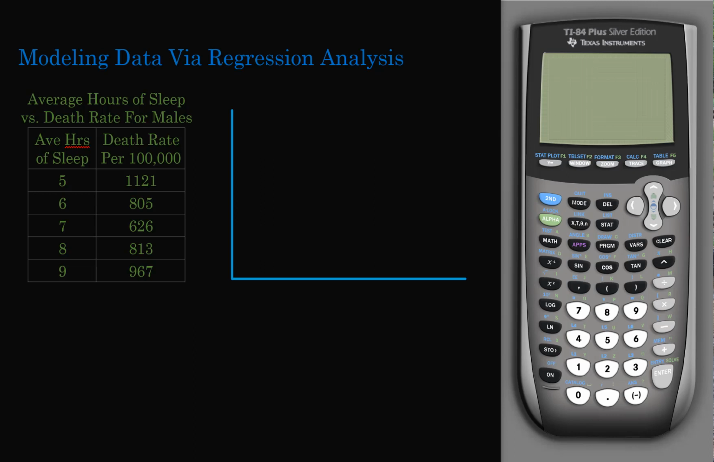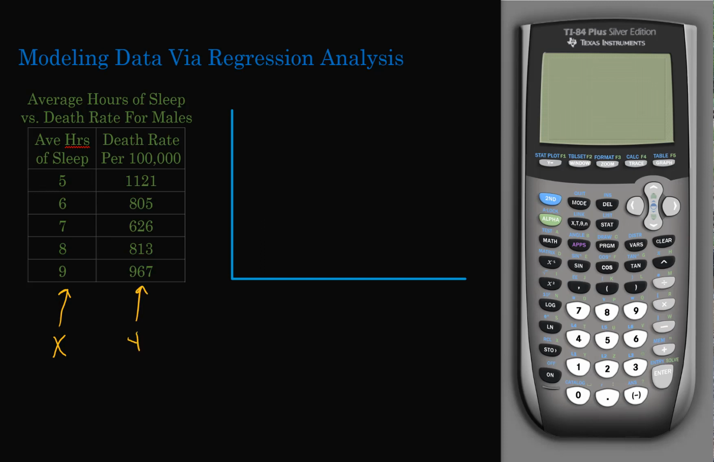Okay, so what we want to do here is we want to first think about which is the independent variable and which is the dependent variable. I don't think the death rate determines how many hours you sleep a night. Hopefully that doesn't make any sense to you, which means that the number of hours of sleep is going to have some relationship to the death rate. Hours of sleep will be X, which means this will be Y.